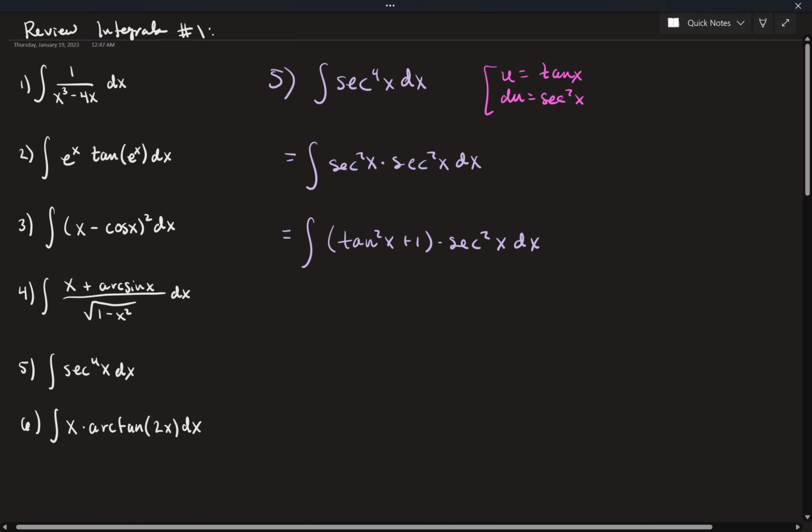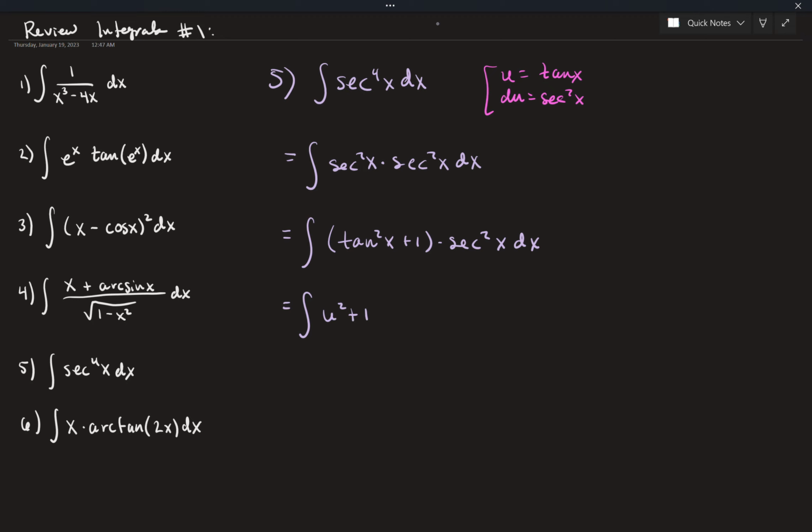Now I can actually do the u-sub. This becomes the integral of u squared plus 1. Secant squared x dx becomes du. So we get u cubed over 3 plus u plus c. And then u is tangent x. Perfect. So moving on to the last one.